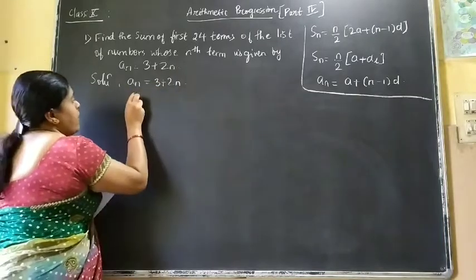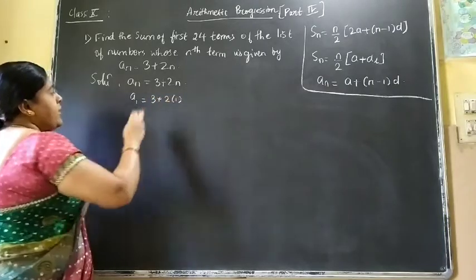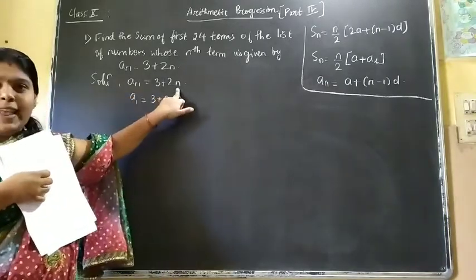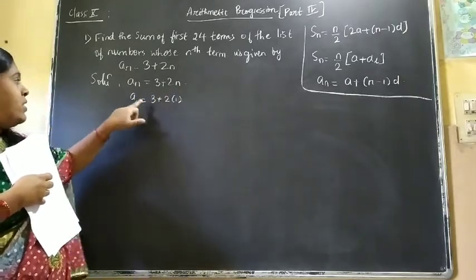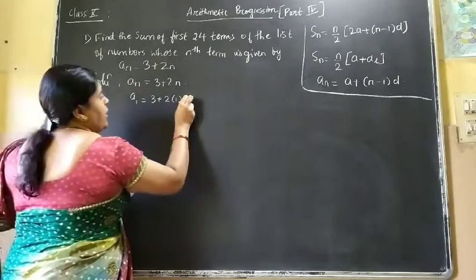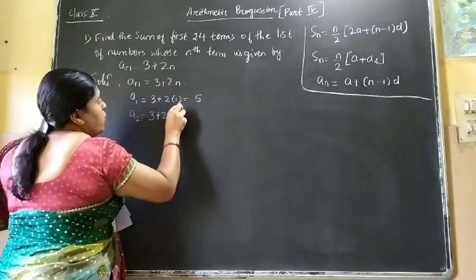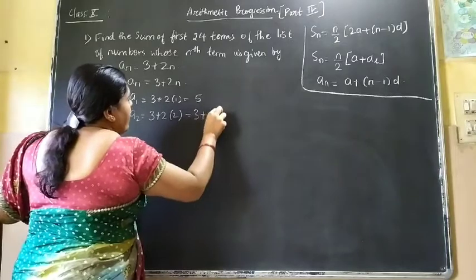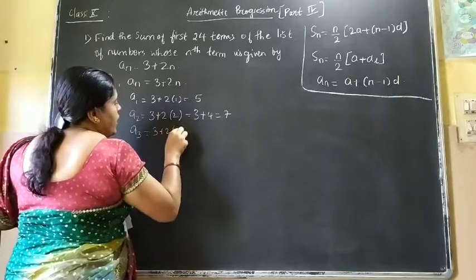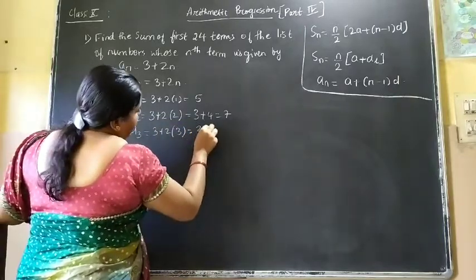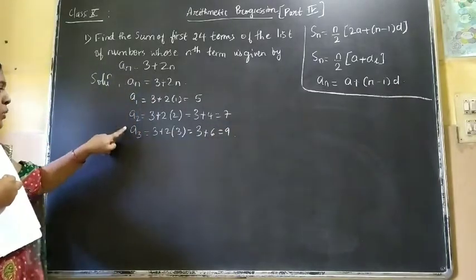Can we write the first term? a1 will be equal to 3 plus 2 into 1. Since here it is n, here it is n, using the same we can find the first term like this. a1 is equal to 3 plus 2 into 1, that is 5. Then a2 will be equal to 3 plus 2 into 2, 3 plus 4, that is 7. Next, a3 will be equal to 3 plus 2 into 3, which is 3 plus 6, that is 9.